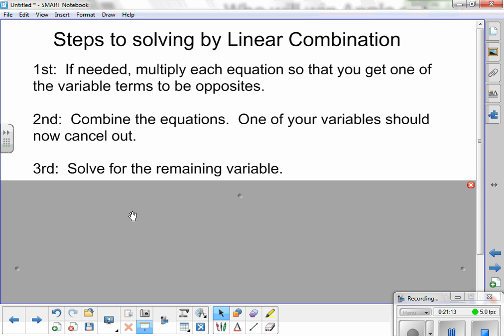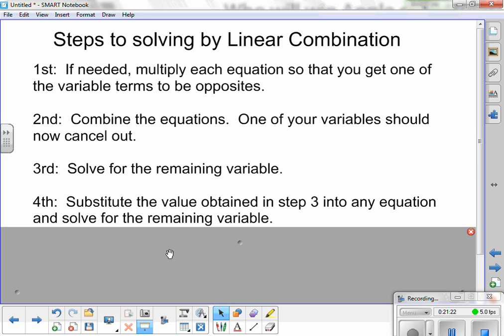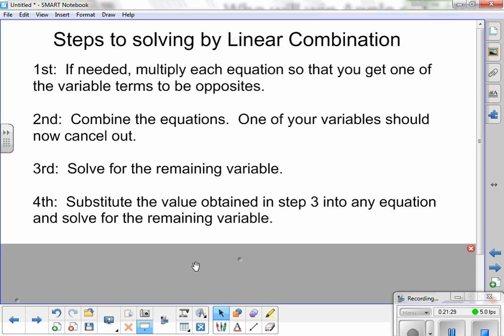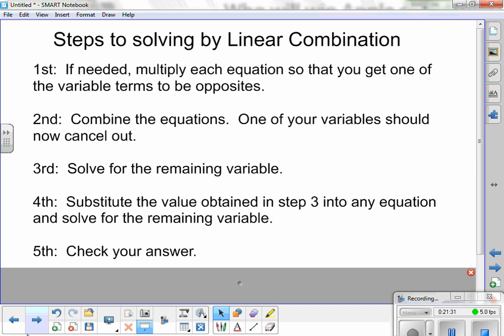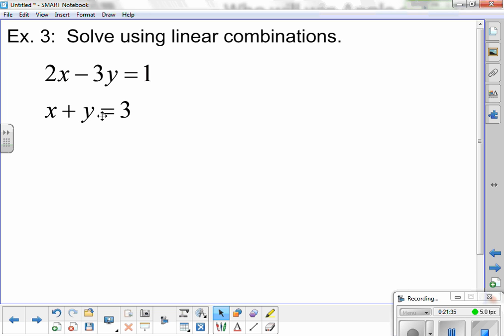Third, once you get done combining and canceling one, you're going to have one variable left. You're going to solve for that. You'll now have one variable solved for, and then you take that and plug it back in, substitute it back into any of the equations from the original, and you should be good. Check your answer, make sure you did it right. Hey, look, same one that we just did a little while ago.